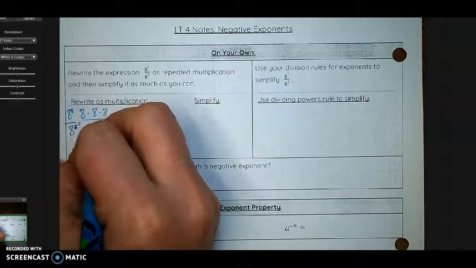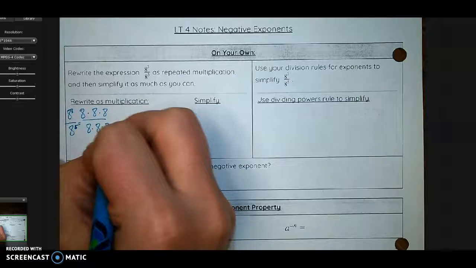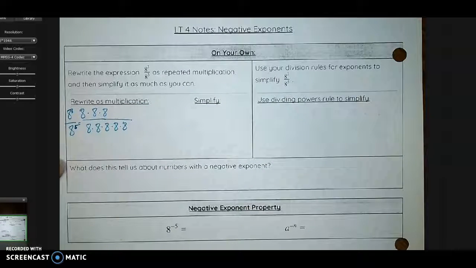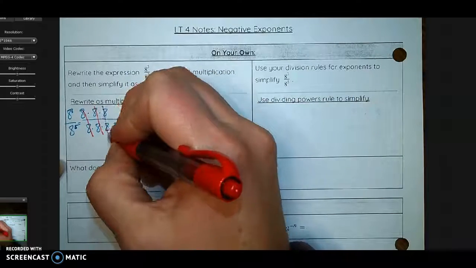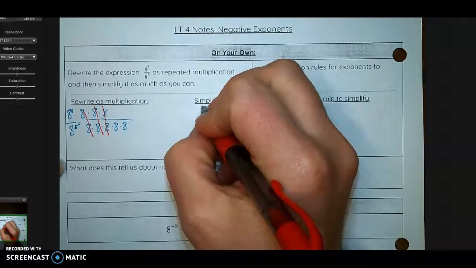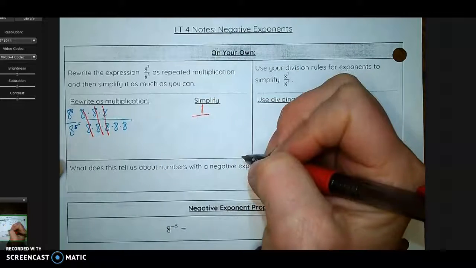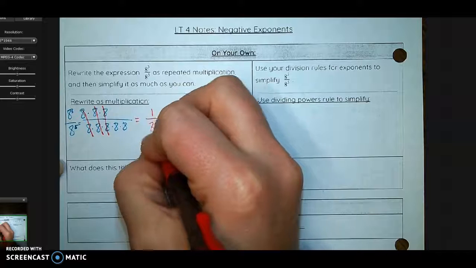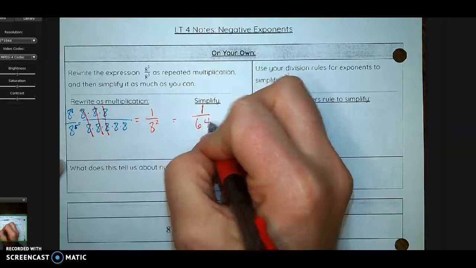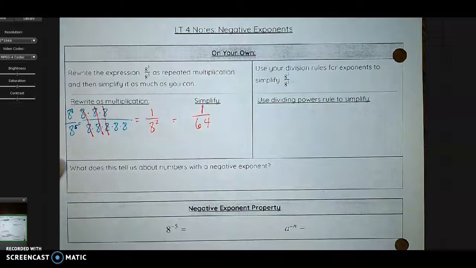And 8 to the fifth. Now you can see we clearly have more 8's in the denominator than we do in the numerator. Now when I cancel these out, it's not going to give me a 0, it's going to give me a 1. And on the bottom, I would have 8 squared, which I can also write as 64.